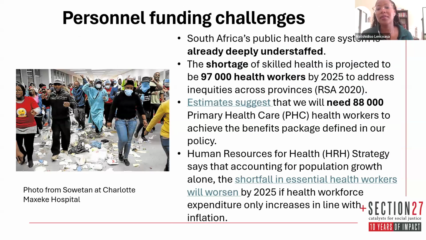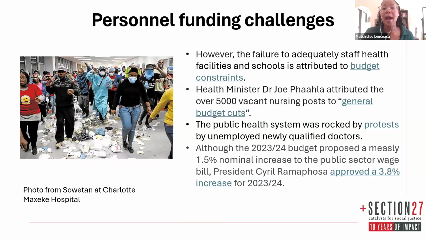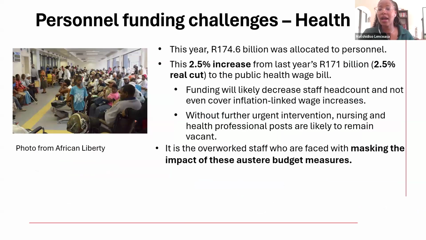So this is a problem because the public healthcare system, as we all know, is already deeply understaffed. We know about the shortages in skilled health practitioners in order to achieve the goals, the policy targets in our country. And the Human Resource for Health strategy has warned that if we continue down this path, this shortfall is only going to worsen. However, we're not even inflation linked. The personnel spending towards healthcare is actually reducing with inflation. This year, there's a proposed 2.5% increase, which is a real term cut.